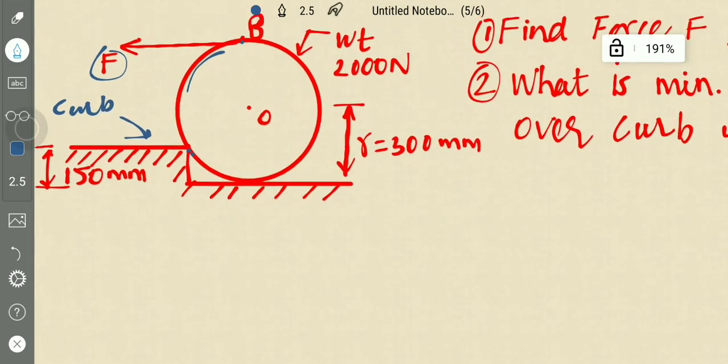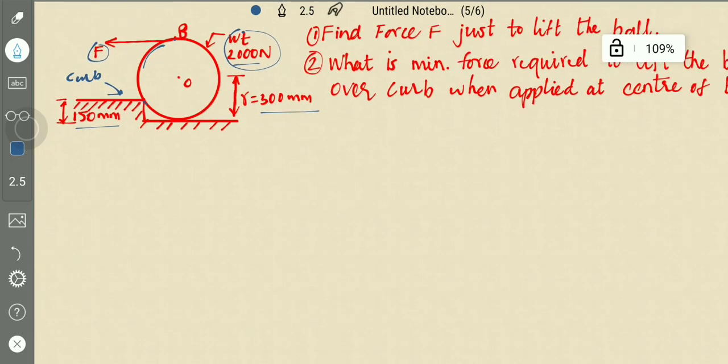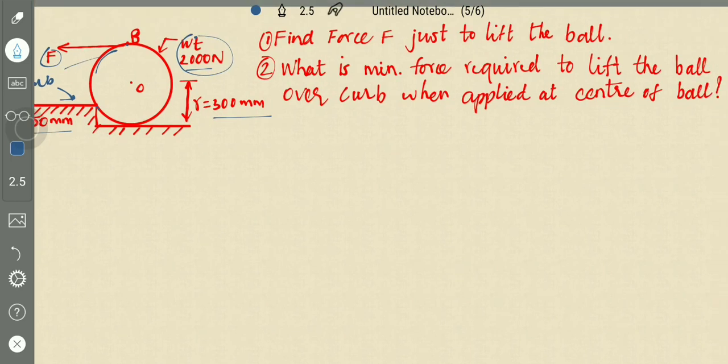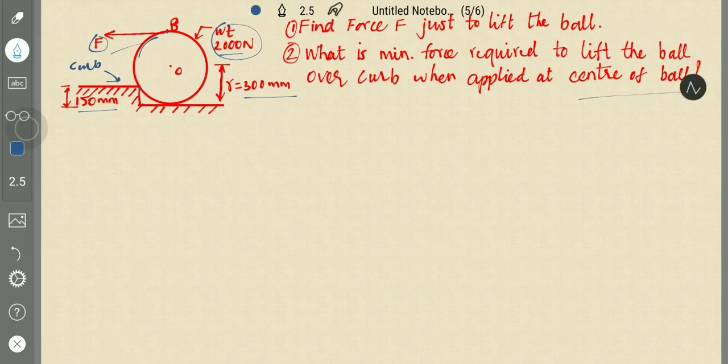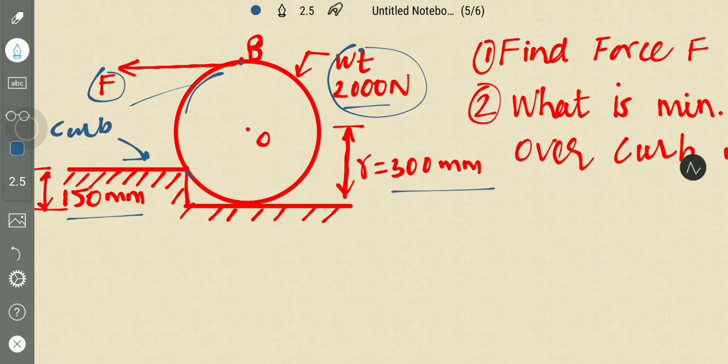What are the parameters, dimensions given here? The radius of the ball is 300 mm, and the height of the curb is 150 mm, and weight of the ball is 2000 newtons. He is asking to find force F just to lift the ball. What is the force required, and also what is the minimum force required to lift the ball over the curb when applied at center of the ball. First question is, what is the force required if we apply force at point B? Second question is, what is the minimum force required if we apply force at the center of the ball?